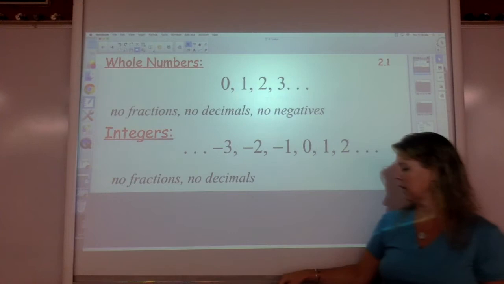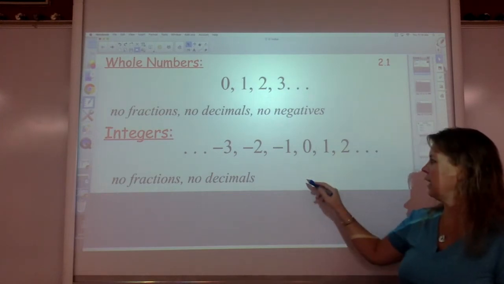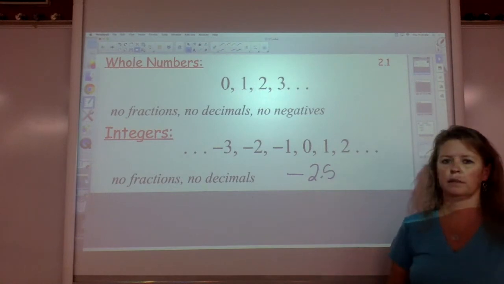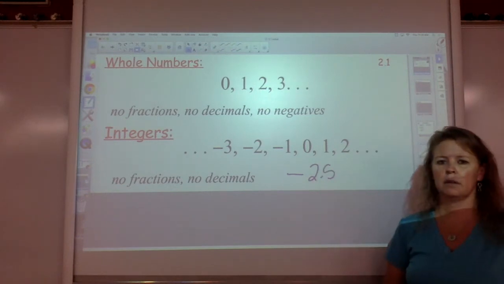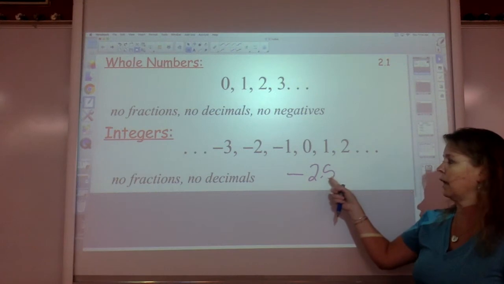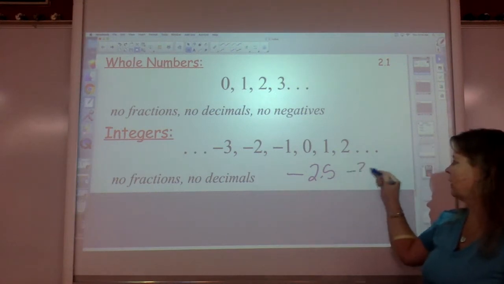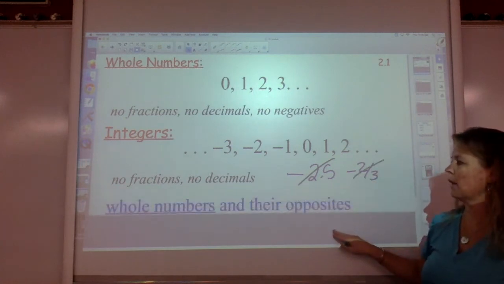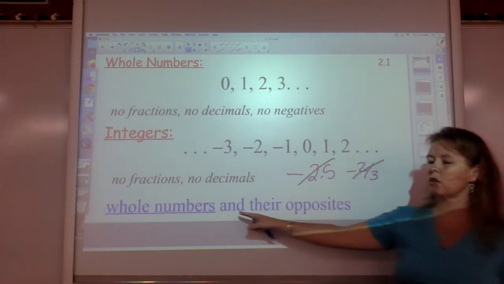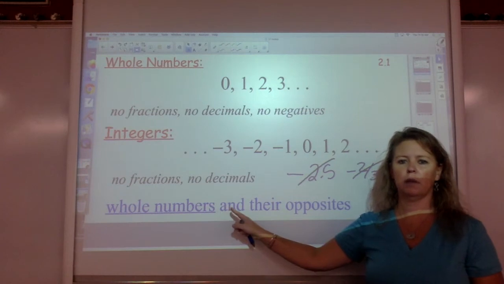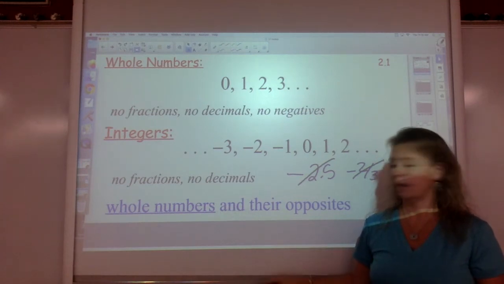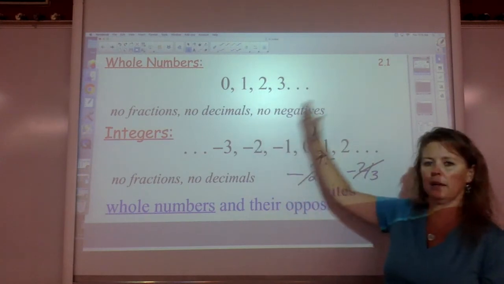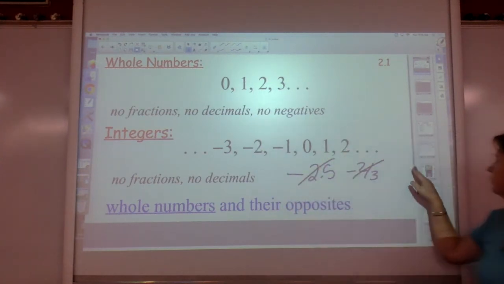The most common mistake that students make is when they see a negative, they automatically think that it's an integer. And they'll say, oh, that's an integer, but it's not an integer because it cannot have a decimal, it cannot have a fraction. Those are not integers. So if you maybe want to make a note, what are integers? Integers are any whole number and their opposites, meaning if 2, then so is negative 2. 7, negative 7.